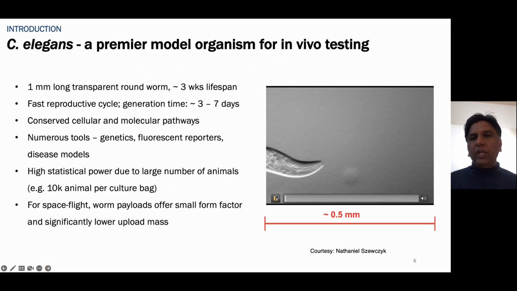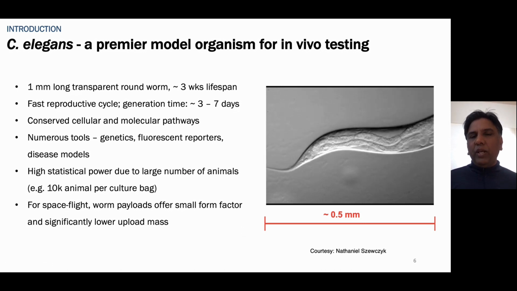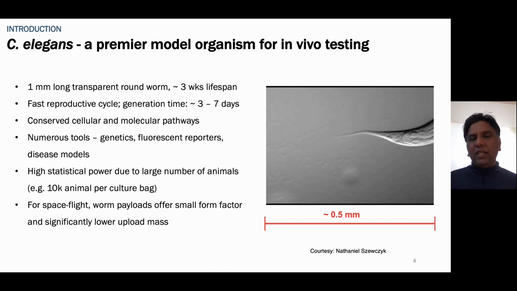As you see in this video here, the great thing about the worm is that it's transparent. It lives only about 3 weeks, and the basic pathways are conserved between C. elegans, or worms, and mammals. That means the essential biology is preserved. On top of it, as I was mentioning earlier, the community of C. elegans has developed strains and reporters, and also disease models. So this becomes a powerful set of tools that you can use in terms of drug discovery as well.